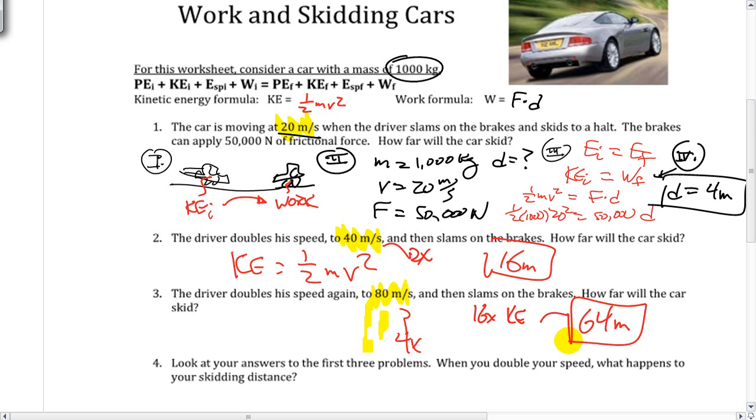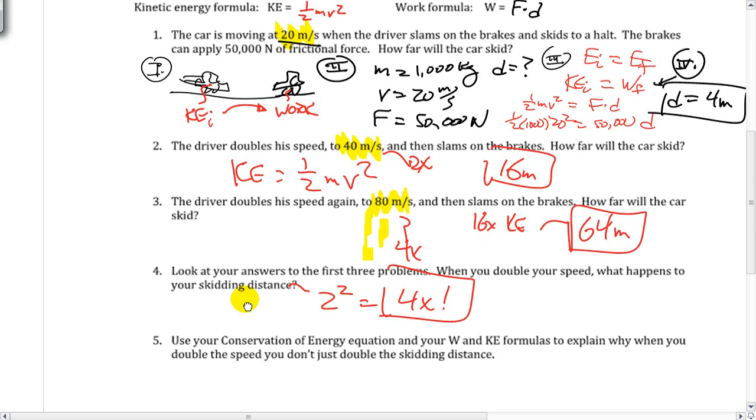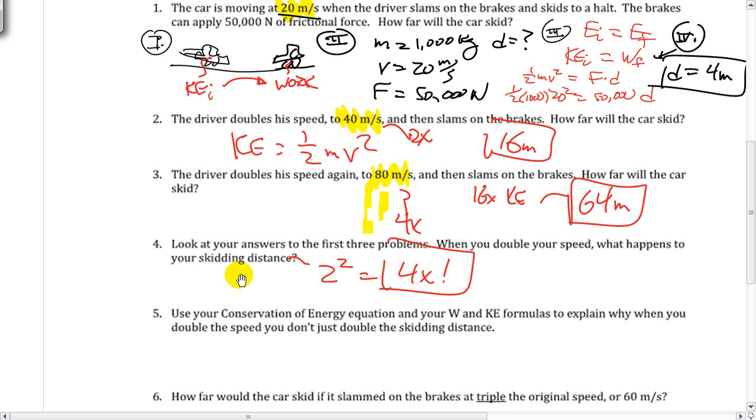So if you look at your answers, what happens as the speed increases? If you double the speed, the skidding distance goes up. What's 2 squared? It's going to go up 4 times, right? The whole point is it's not a linear relationship. So the way we can explain the relationship between work and kinetic energy is pretty simple. The kinetic energy we put into the system goes to the work done by the brakes, right? And since kinetic energy is proportional to the velocity squared, if you drive twice as fast, it's not twice the stopping distance, it's 4 times.